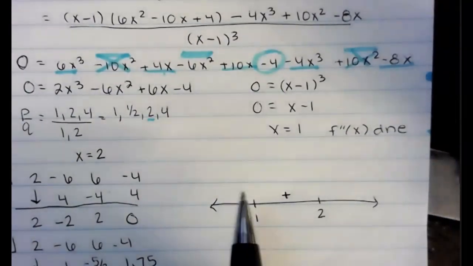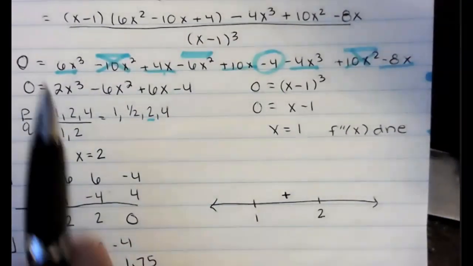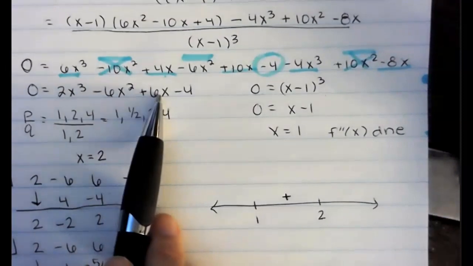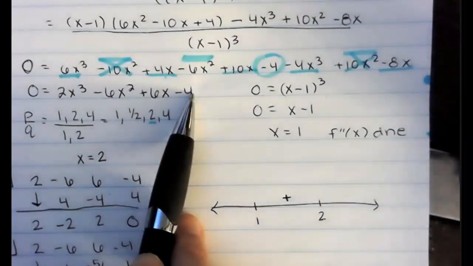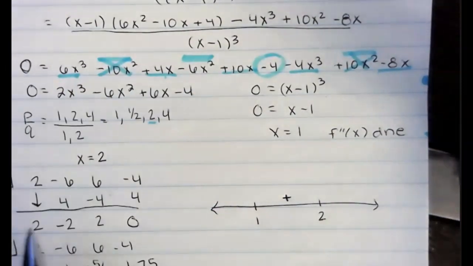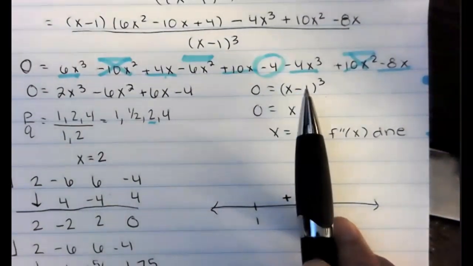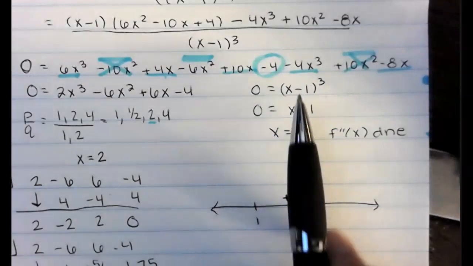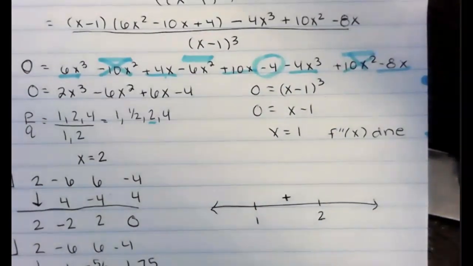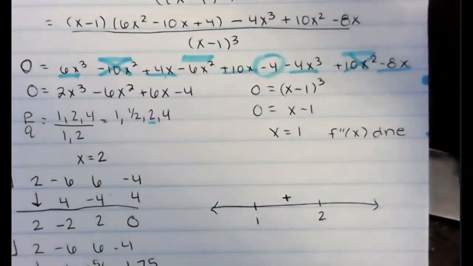And then you would repeat that process. So you'd plug in 0. So you'd get 0, 0, 0, -4. So my numerator is negative. And then 0 minus 3 is -1. So my denominator is negative. So negative divided by a negative.